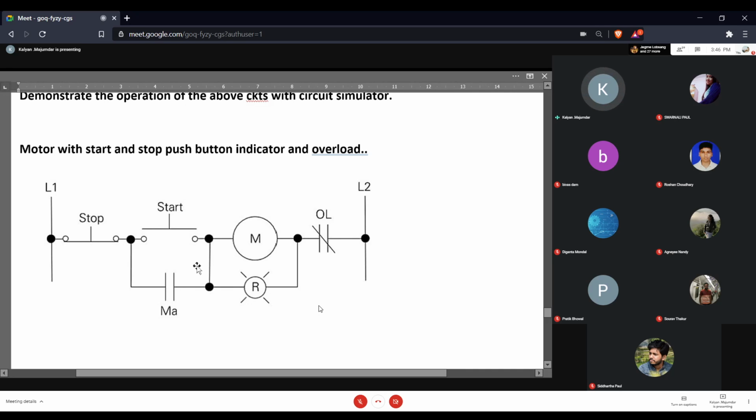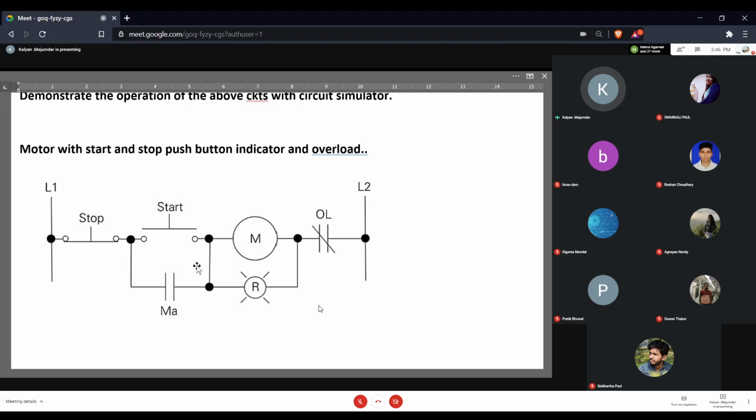What you studied in digital electronics, this basically is the implementation of a latch using relay-based logic. You're using the normally open contact of the relay to maintain continuity, to maintain current flow in the circuit, even when the start push button has been released. So this is a very standard circuit that is used for operation of motors.